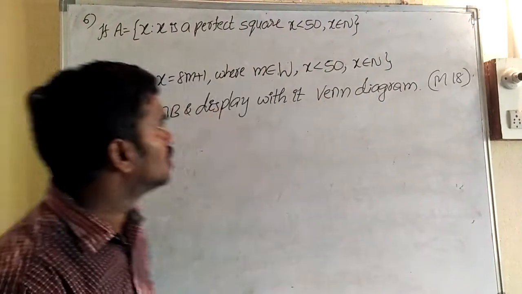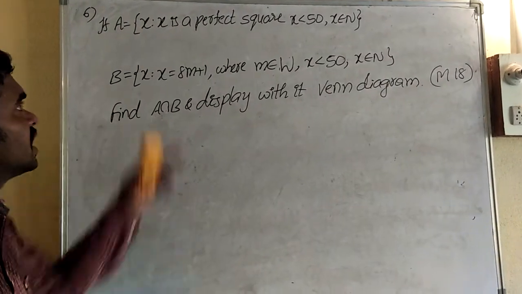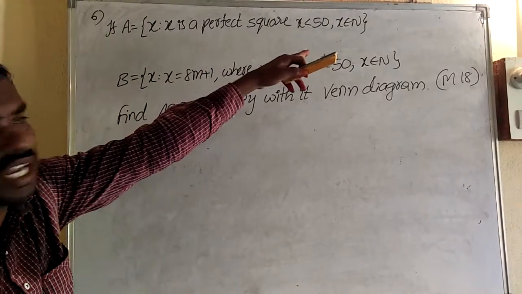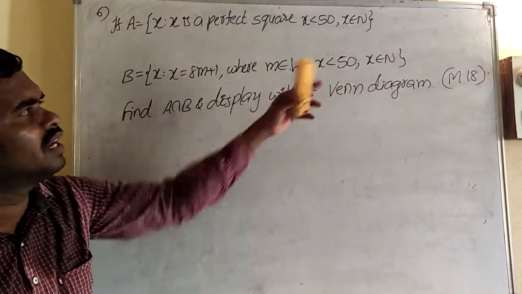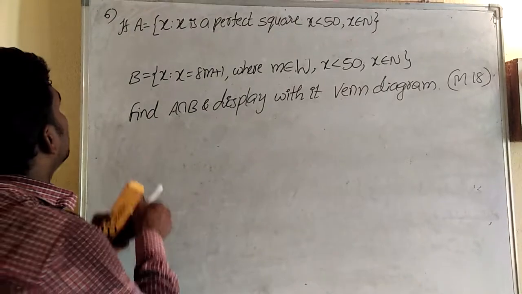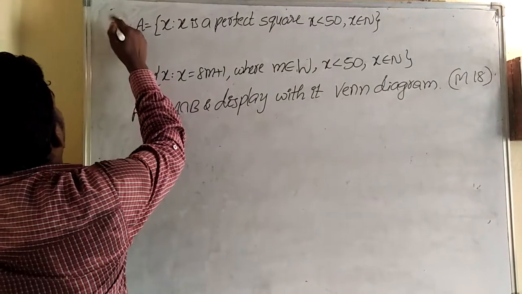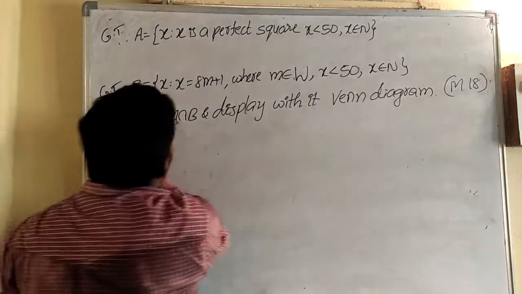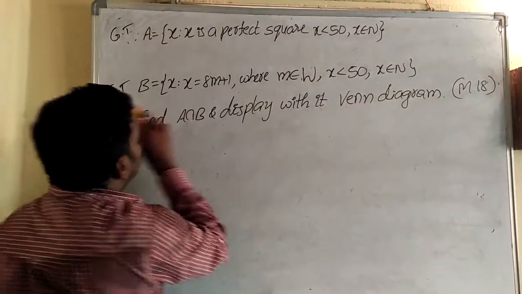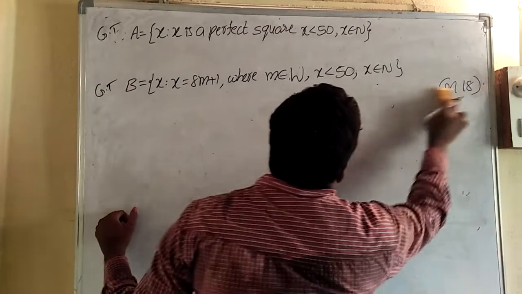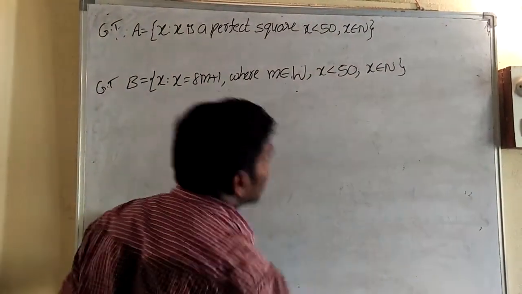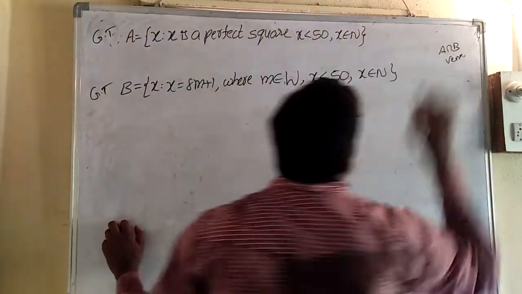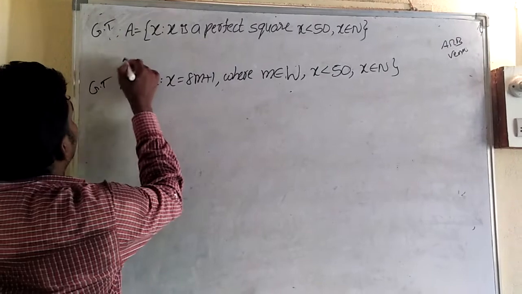This is the question. So first of all, I am going to write the given information as it is. What is A? Given: perfect square, x less than 50, x belongs to N. What is B? Also given. I am writing what is given in the question. First I am writing the given. Okay? We have to find A intersection B and the Venn diagram. So we have to find A intersection B and Venn diagram. Okay. A means what?